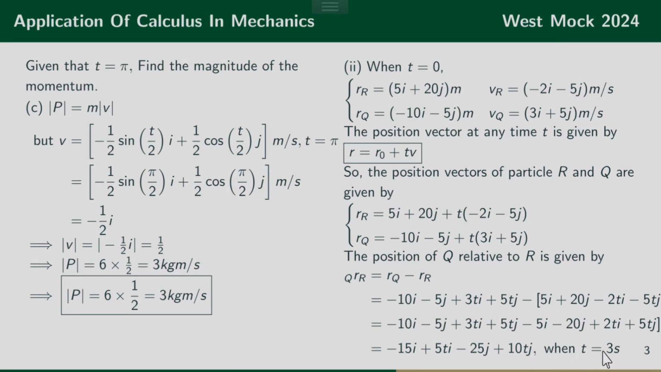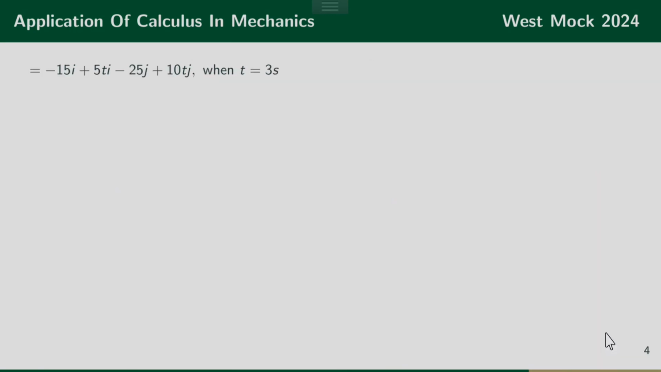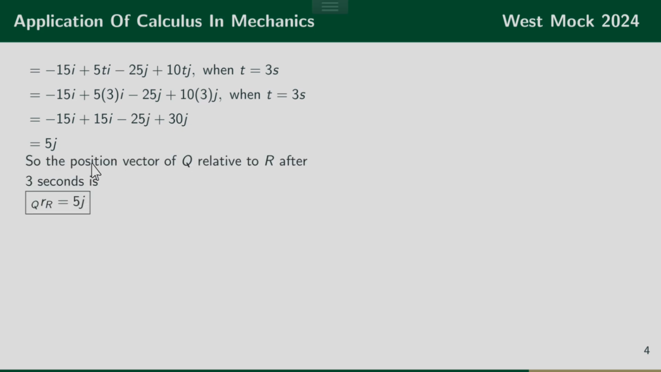Now let me substitute t as 3 because I was asked to find the relative position when t is equal to 3 seconds. So if I plug in t as 3 seconds, I'll be having 5 into 3i, then 10 into 3j. Then multiplying out the bracket and simplifying, I will see that the first term vanishes because negative 15i plus 15i gives me 0, and I'm left just with negative 25j plus 30j. That gives me positive 5j. So the position vector of Q relative to R after 3 seconds is 5j.